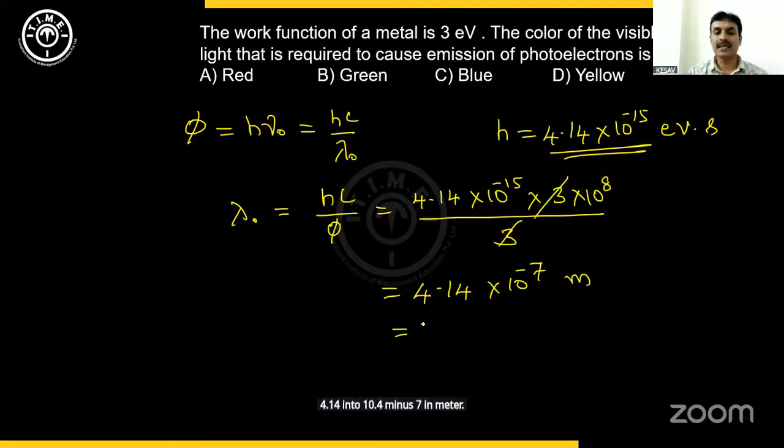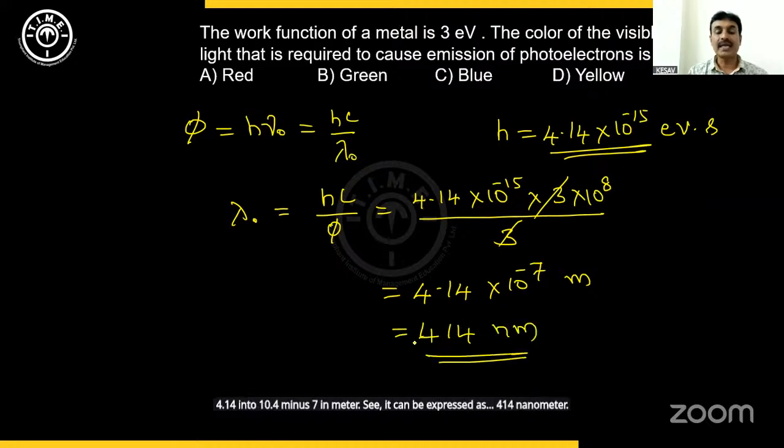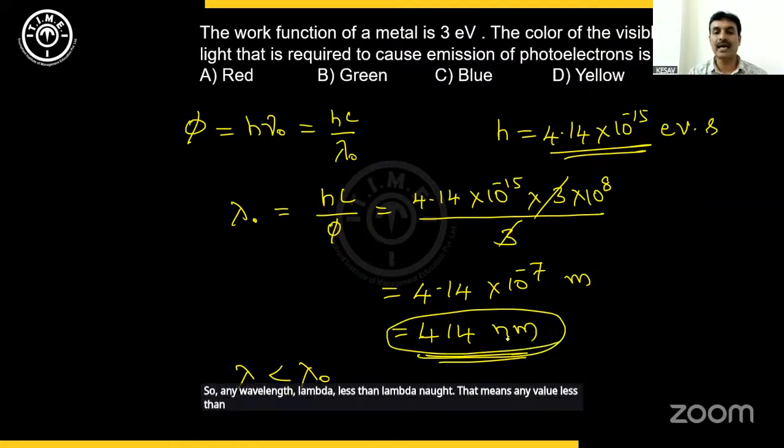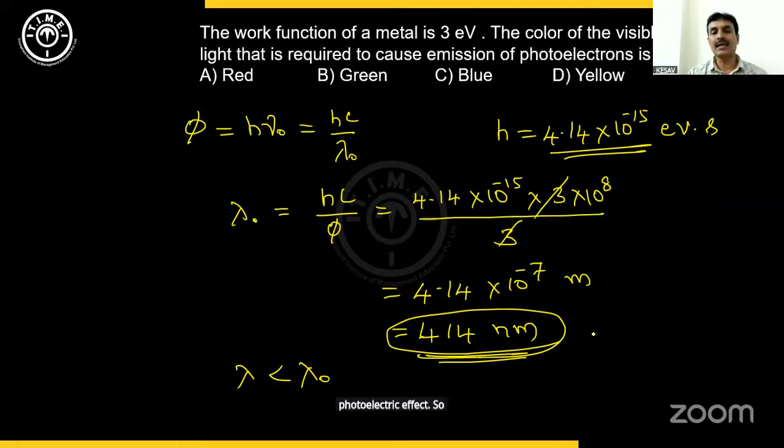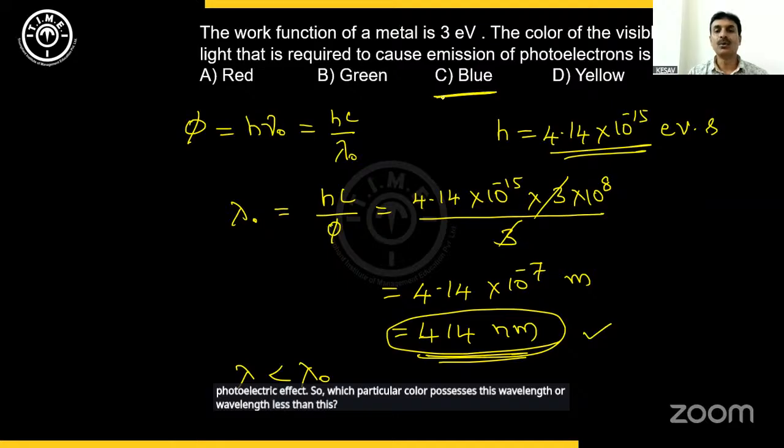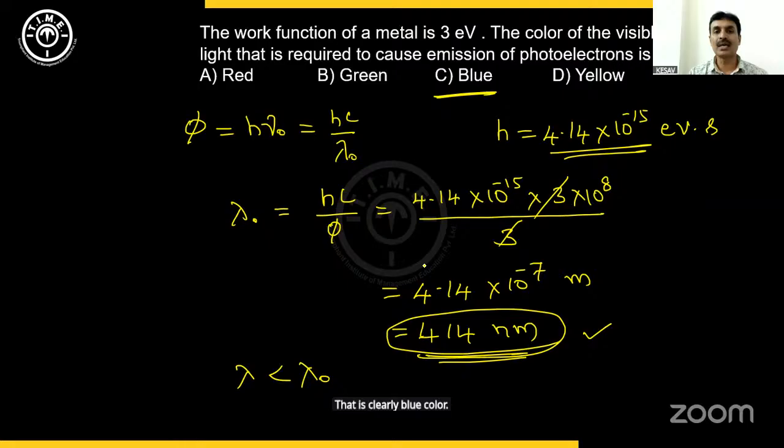See, it can be expressed as 414 nanometer. So any wavelength lambda less than lambda naught, that means any value less than 414 nanometer, can cause the photoelectric effect. So which particular color possesses this wavelength or less? That is clearly blue color. So blue colored light can cause photoelectric emission from this metal. Understood? Very interesting question, isn't it?